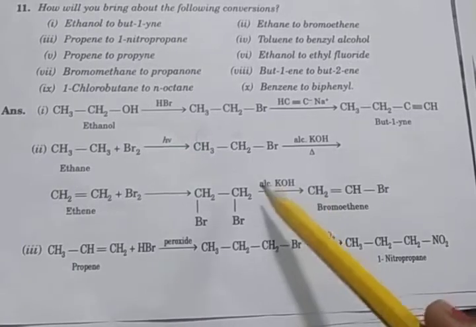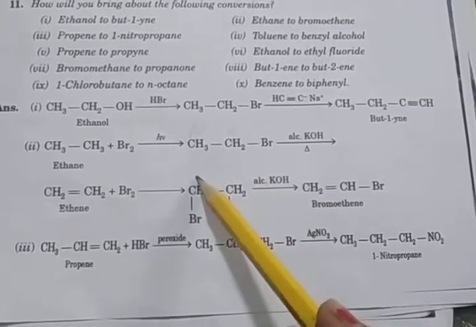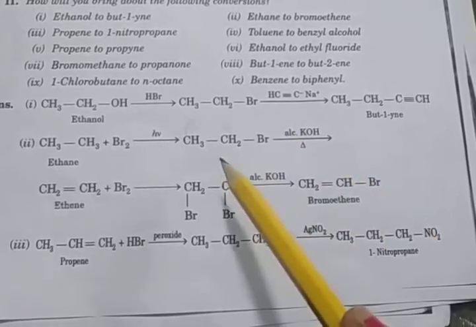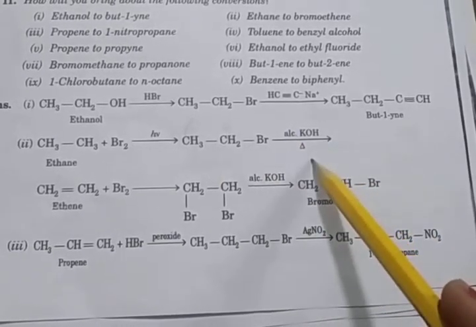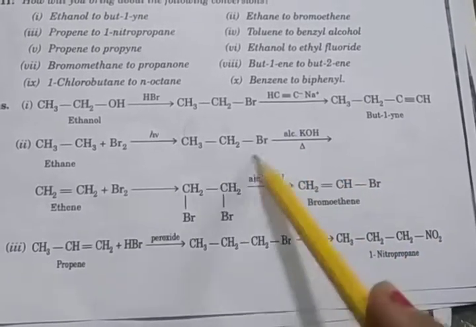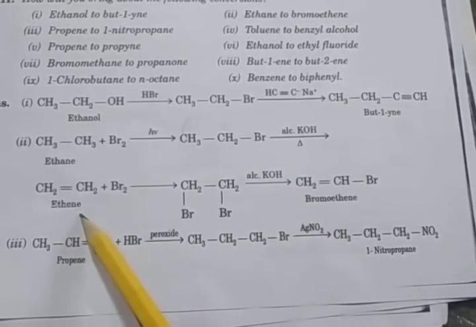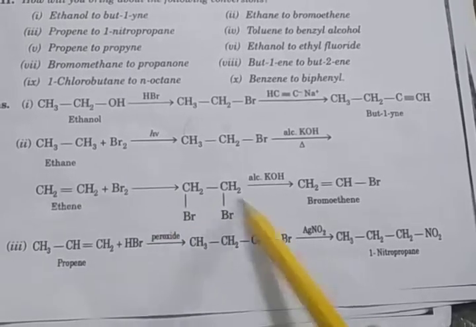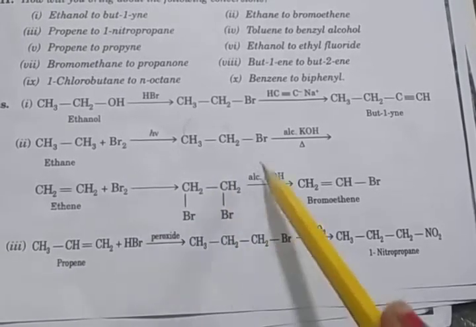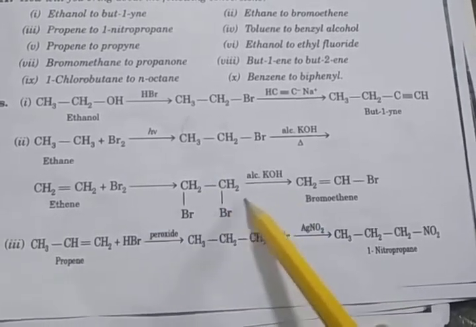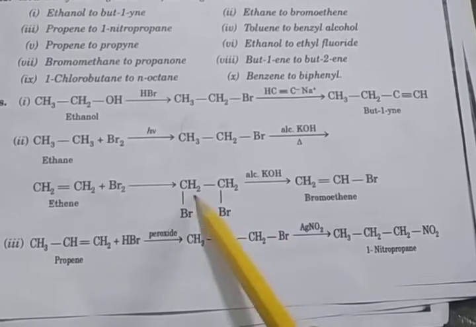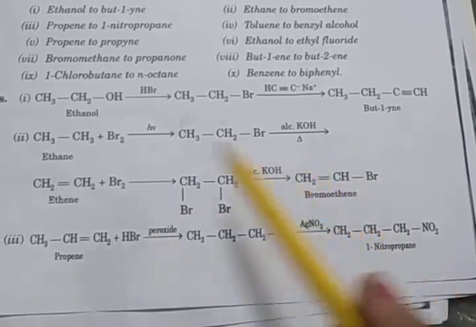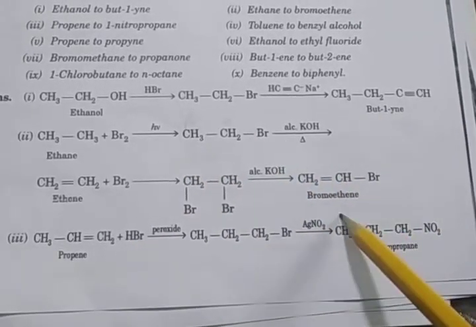Then in the presence of alcoholic KOH, Br is attached to this alpha carbon and then beta. At the alpha position Br is removed, and then a hydrogen. Clear? Which product is formed? CH2=CH2, ethene. Again ethene reacts with Br2, so Br attaches at both positions, and again in alcoholic KOH one Br is removed along with one hydrogen, so bromoethene is formed. So first you convert to ethene and then attach Br.